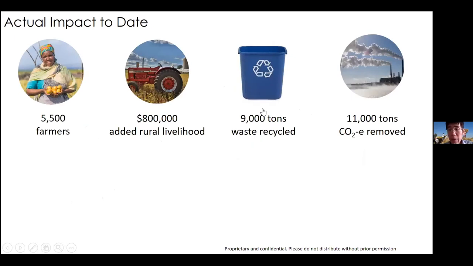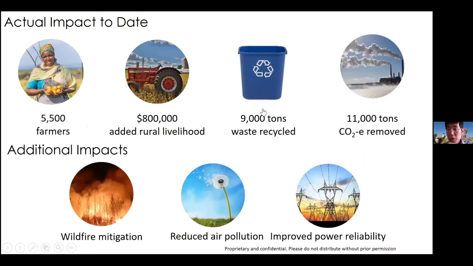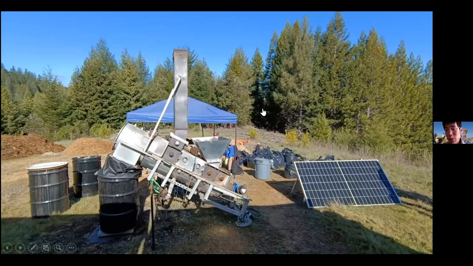So far we've been working with around 5,000 farmers in collaboration with Safi Organics and created more than 800,000 additional rural livelihood, converting around 10,000 tons of biochar-based fertilizer. And there are additional impacts if we scale in other areas that are more fire prone, such as the West Coast, which would involve wildfire mitigation and also reduce air pollution. And indeed, that's something that we also have been exploring.